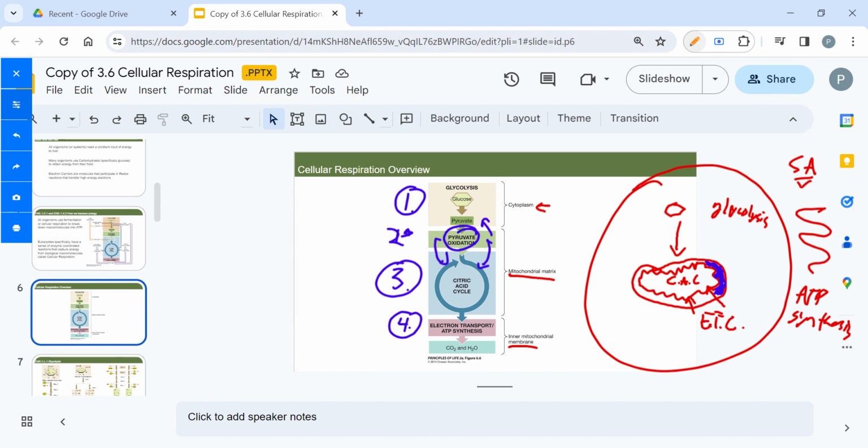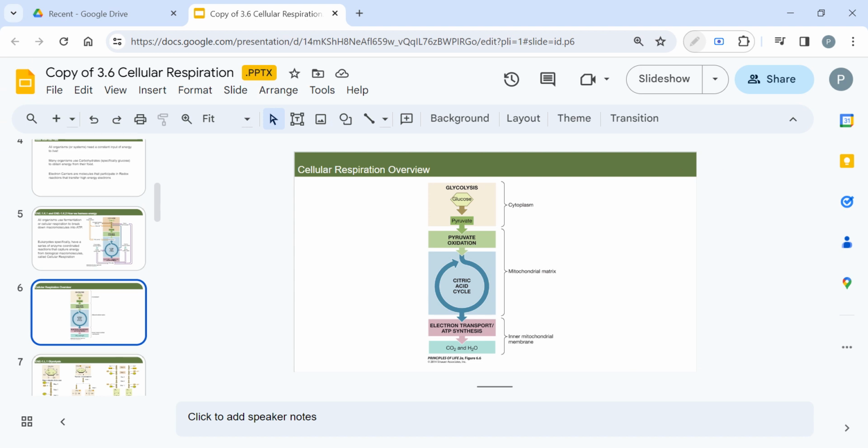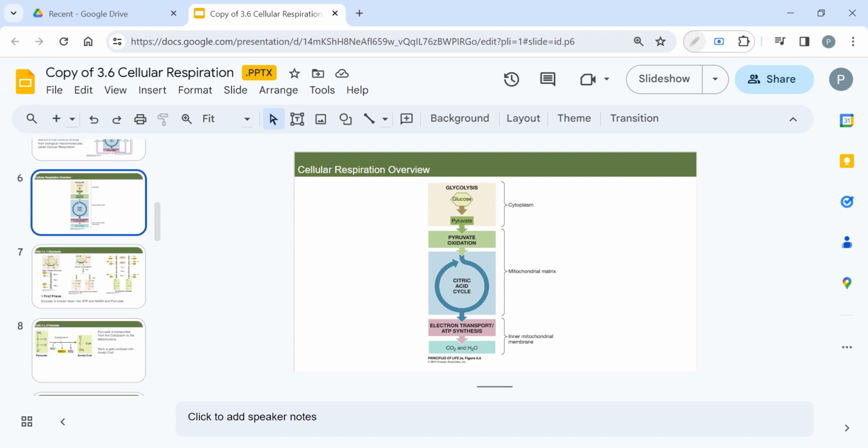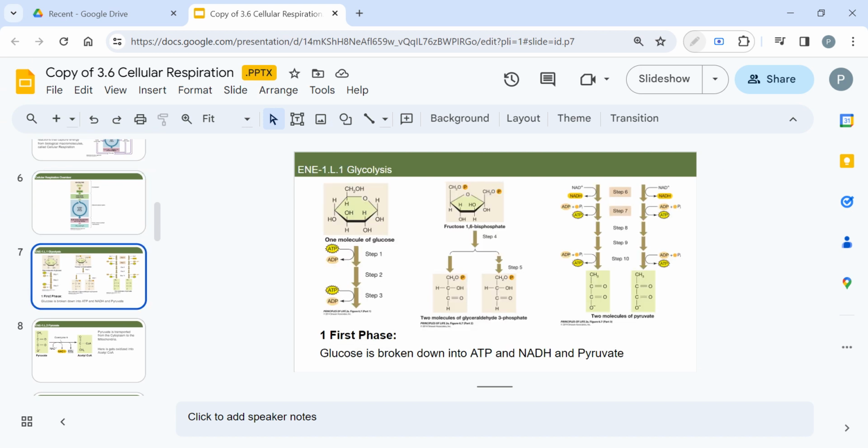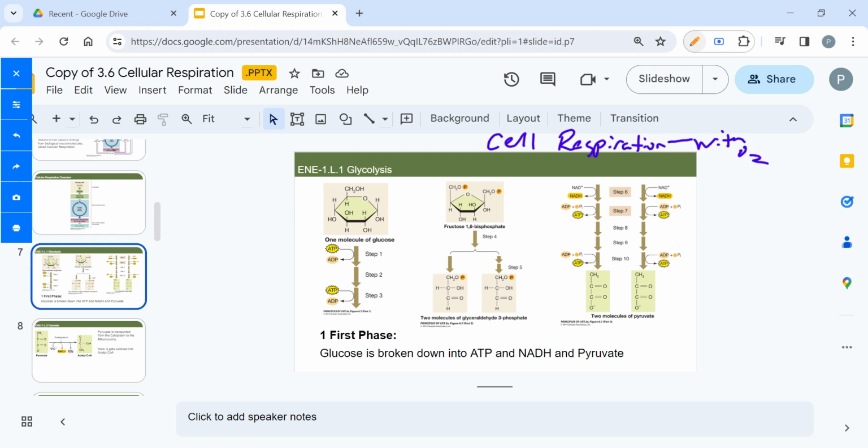Now, a really big thing to make you aware of is that you're not going to be responsible for knowing all the little tiny enzymes and all the in-between molecules. We're just going to get you an overview of cellular respiration. Again, this is cell respiration, so we are talking about the reaction with oxygen. We're not doing fermentation, we're just doing cell respiration. A little caveat to that is that glycolysis is the first step to both cell respiration and fermentation.